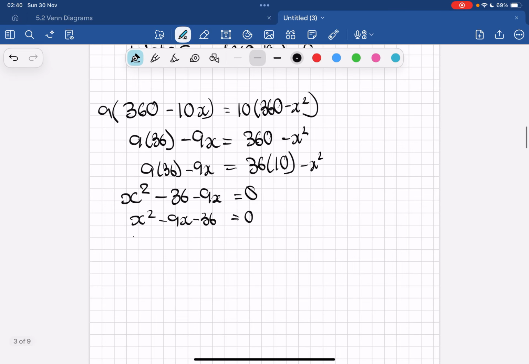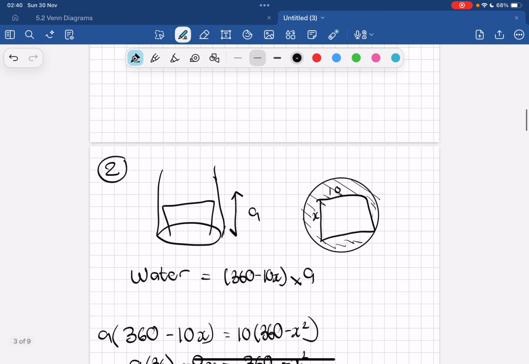If we factorize, we have x minus 12 times x plus 3 equals 0. X equals 12. So now we know what x is.